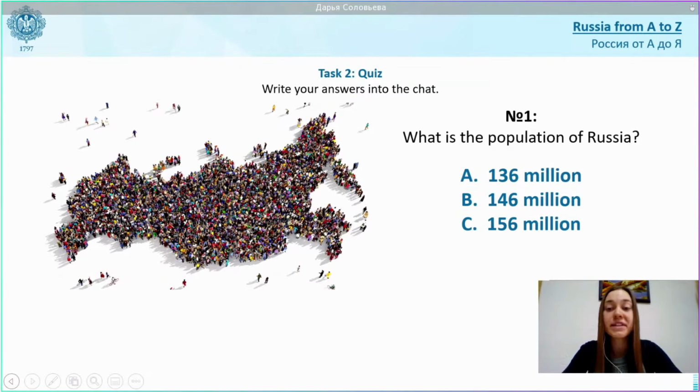What is the population of Russia? How many people live in Russia? The first answer is 136 million. The second answer is 146 million. And the last answer, 156 million. Write the letter to this question. Please write number 1 and, for example, A, B, or C. I give you 5 seconds.